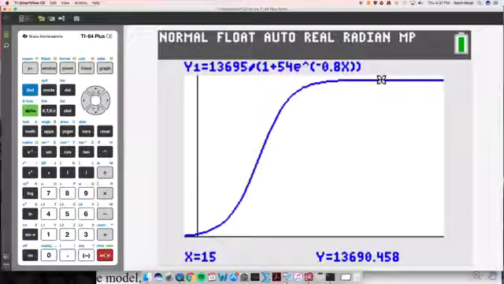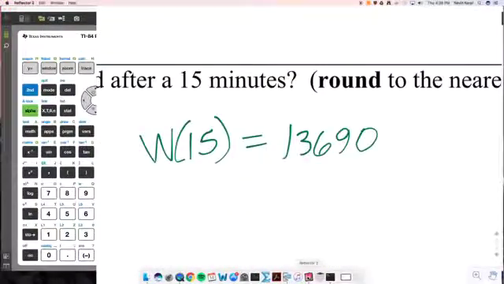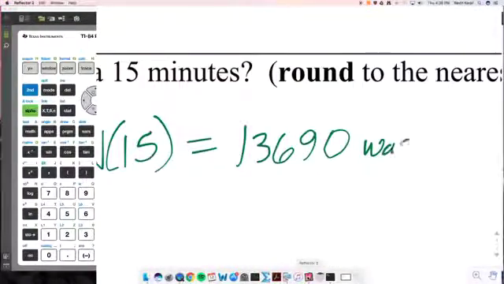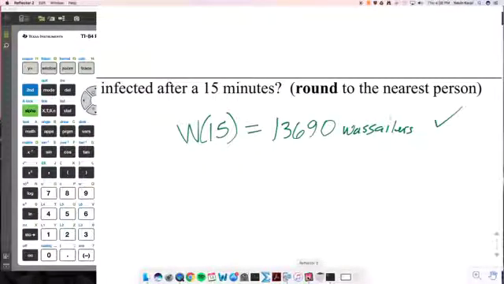And now it says to round to the nearest person. So I'll just put 13690. And since it's 0.4, you drop them. There's not the option of rounding up there. So you just write down that number, and you put Wasslers again. Wasslers. And that was one check. Again, with the W15, with the answer, and with the Wasslers intact.